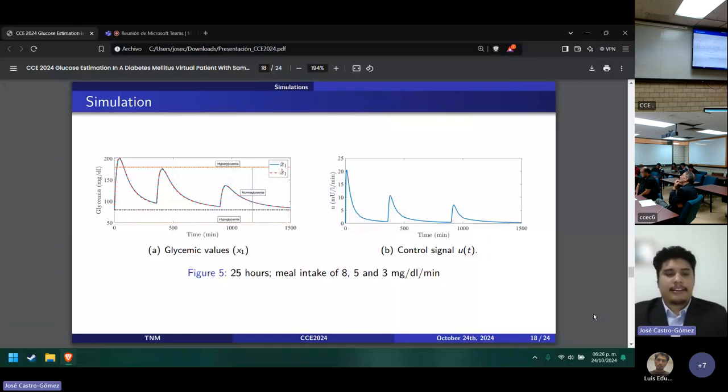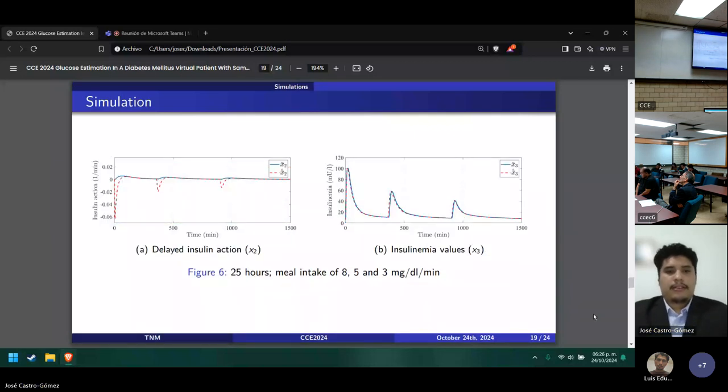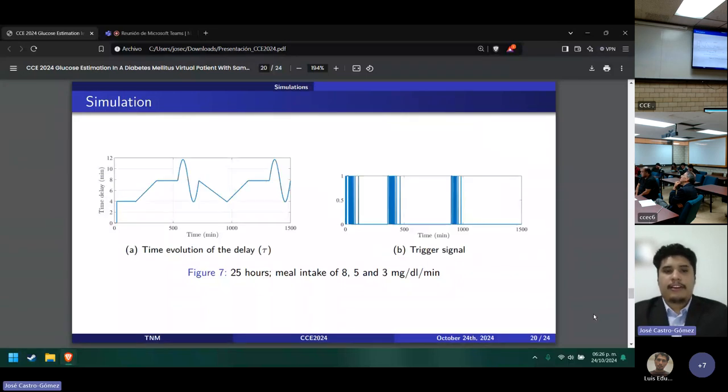In the first image, you can see the glycemic values, and in the second image, the control signals. Here we can see the second state and anterior state, the delay, insulin action, and insulin values. And finally, we can see the time evolution of the delay, where the maximum value is 12, and the trigger signal. Here we can see that the observer is not working all the time, just when it's needed, mainly when there is an external perturbation. Where the observer is not working, that is where the prediction starts to work.